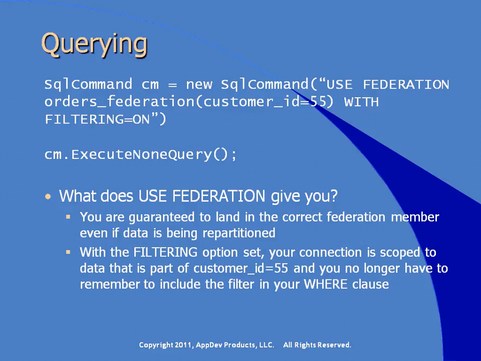So example, let's say we do select star from customer where customer ID equals 55. The where clause now goes away because we're just saying use federation, federation name, and specifying the customer ID. So the where clause now goes away.